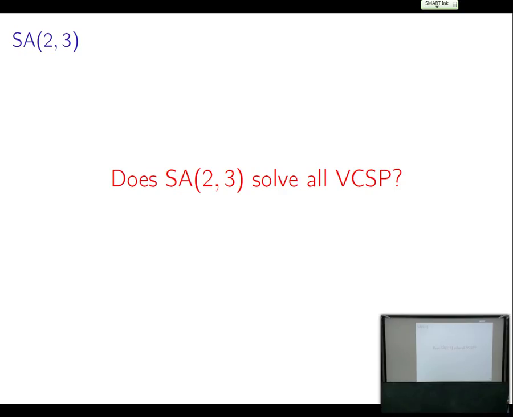The question is, does it solve all possible VCSPs? And again, the answer is no. There are examples that do not satisfy this. In particular, linear equations, decision problems, cannot be solved.